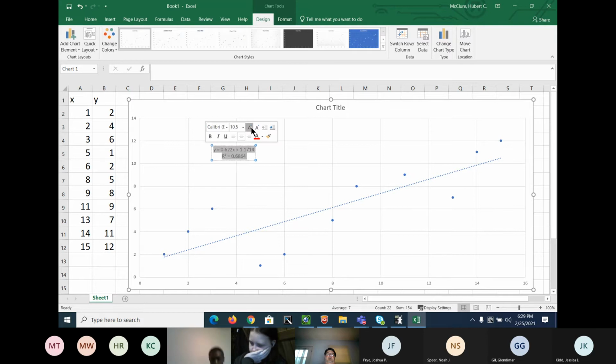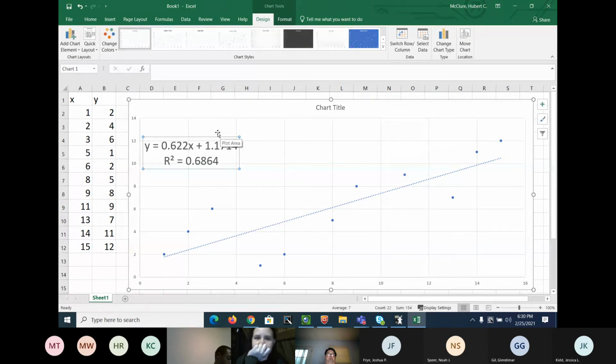We'll make it bigger. Write this down. Y is equal to 0.622x plus 1.1714. That is the equation of that dashed line right there, which is called the line of best fit or the line of regression. So write that down. Now, R squared is equal to 0.6864. We don't want R squared. We want R. So I'm going to move this over a little bit.